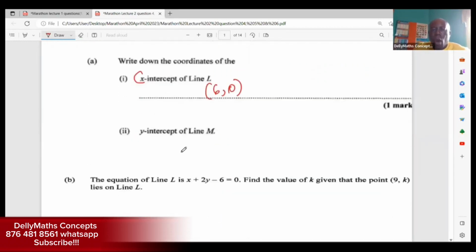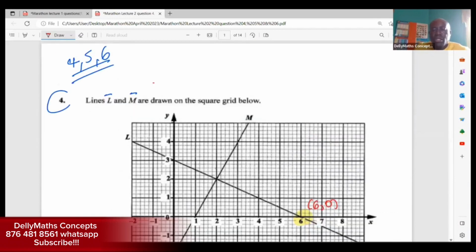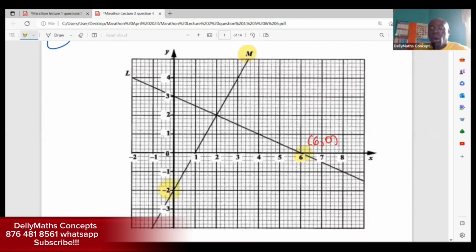All right, we want to know the y-intercept for M. So the line M, we're seeing it. Let me highlight M here. So the y-intercept is right here. And is the coordinate the same principle? So the x value here is 0, and the y is -2. So don't mix up the ideas. For this one, it is 0 meets -2.